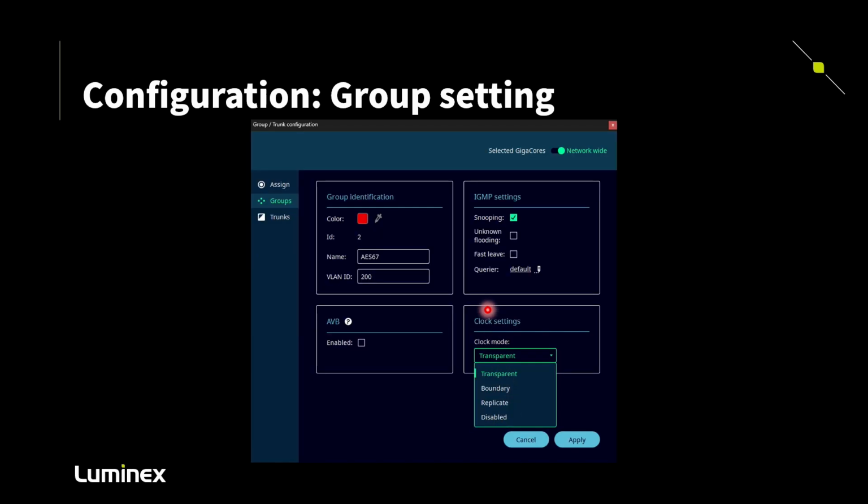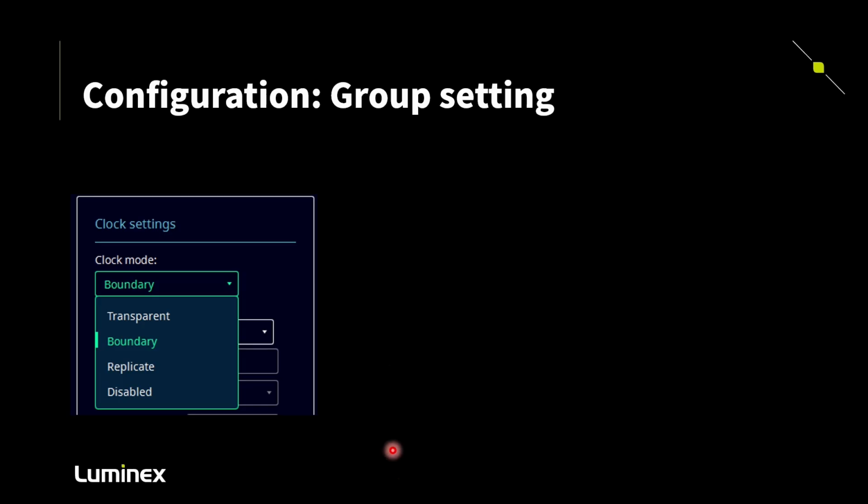Next, you will get this window where you need to find the clock settings section. In this section, you will get a drop-down to select the clock mode you would like to use. Clock modes available are end-to-end transparent clock, boundary clock, replicate clock mode, and if you really want to, you can also disable PTPv2 in this group.